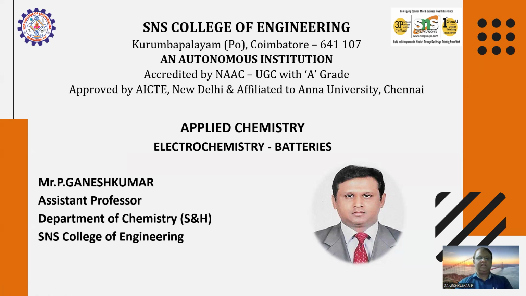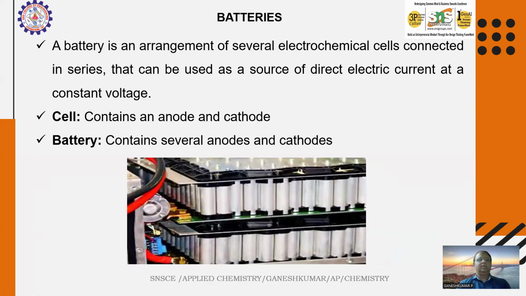In this session, we will discuss batteries. So, what is a battery? A battery is an arrangement of several electrochemical cells connected in series that can be used as a source of direct electrical current at a constant voltage. A cell contains a single anode and a cathode, but a battery contains several anodes and cathodes.